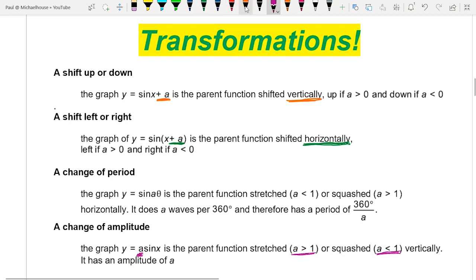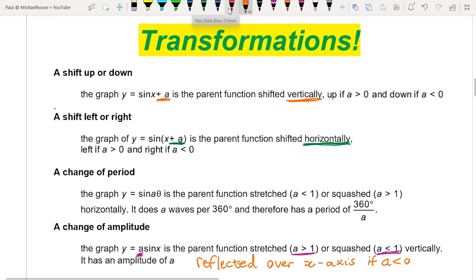It also, and we should probably just add this in here, it also gets reflected over the x-axis if a is negative.